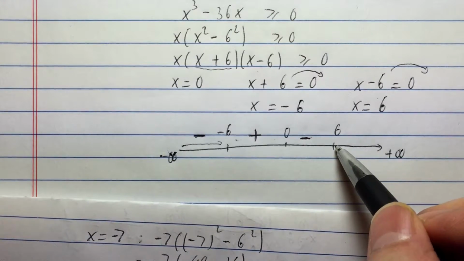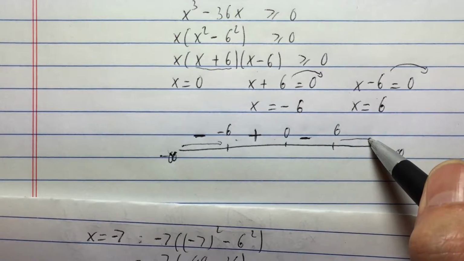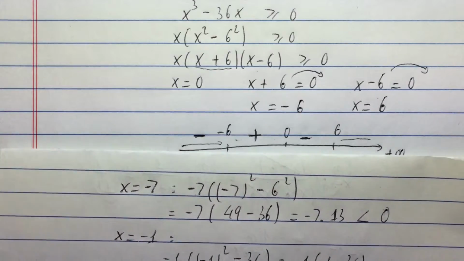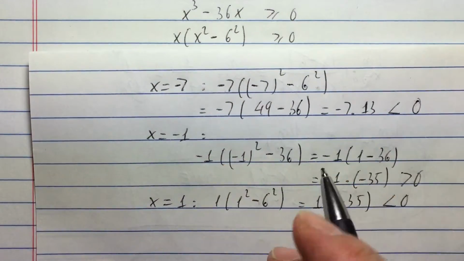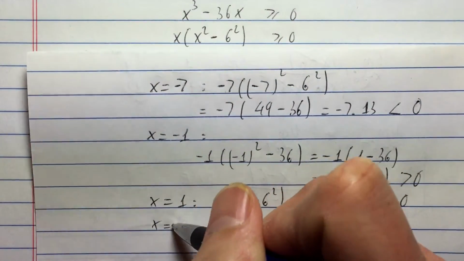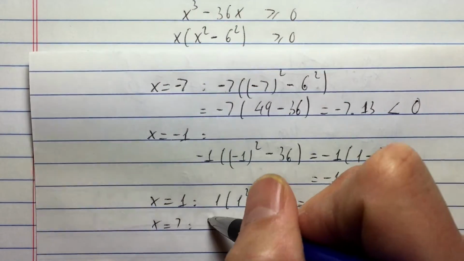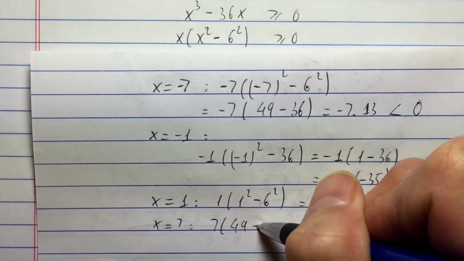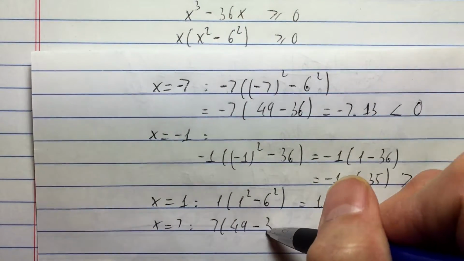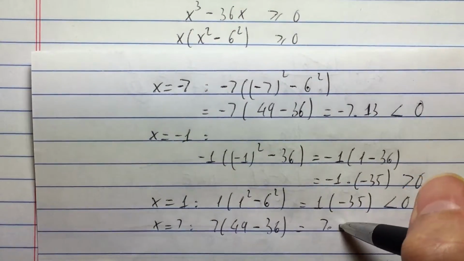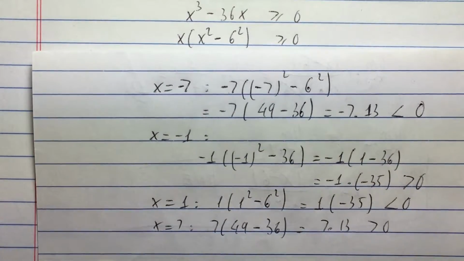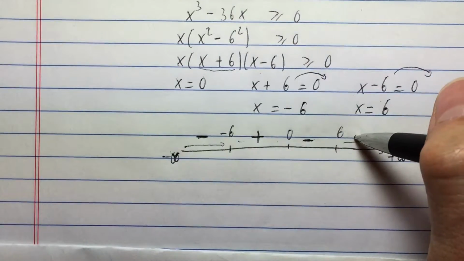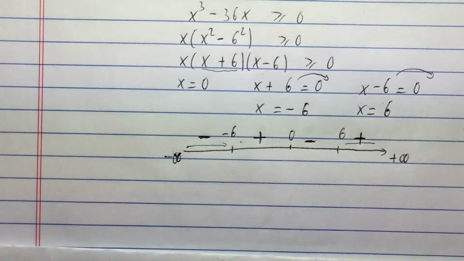For the last region, if x equals 7 in here, we have 7 times (7 squared, which is 49, minus 36). So equals 7 times 13, so it will be positive. So this region will be positive.